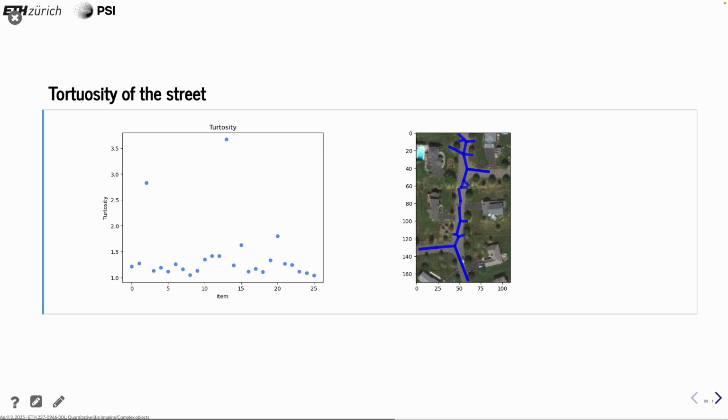And looking at the tortuosity of our street, we see that most segments are pretty straight, and then there are some few outliers. And looking closer, those outliers are very short segments, and that's where we are least precise. And that's why we get a great number here. So I would say it's more realistic to have a tortuosity in this street model between 1 and 1.5 than having something greater.